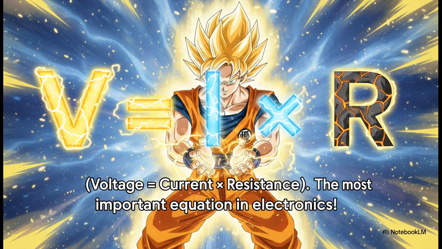And this perfect relationship gives us what is probably the most important equation in all of electronics. V equals I times R. Voltage is just current multiplied by resistance. This isn't just a random formula. It's the key that lets us actually predict and control electricity. If you know any two of these things, you can always find the third.